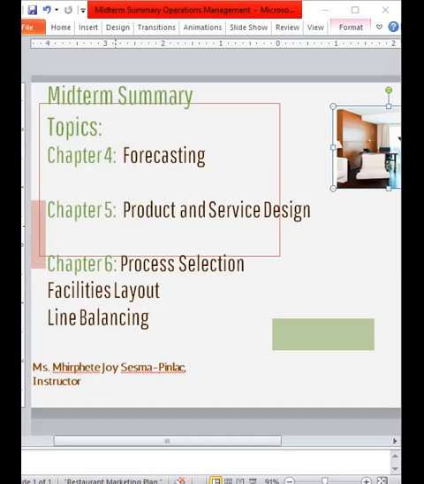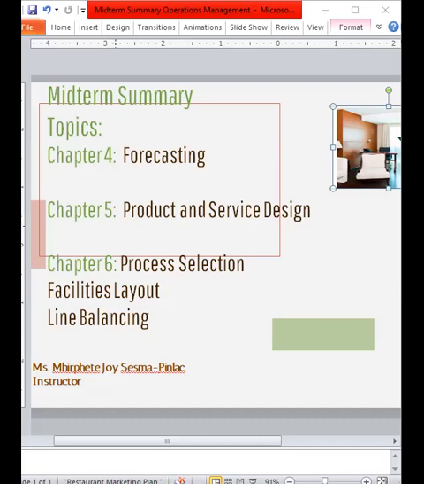There are different reasons for product and service design, and those are economic, social and demographic, political, liability and legal, and competitive and technological aspects.